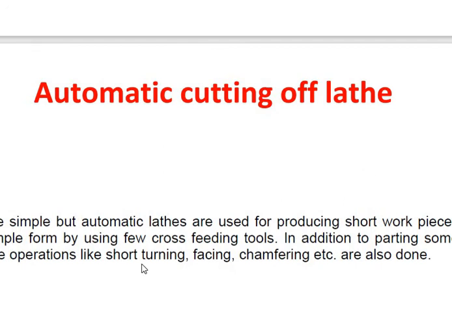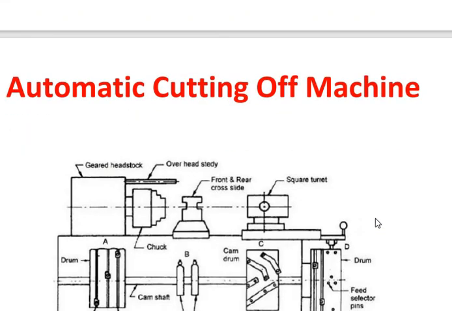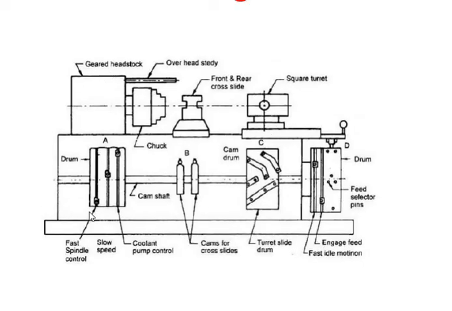In automatic cutting off lathes, these are simple automatic lathes used for producing short work pieces of simple form by using a few cross feeding tools. In addition to parting, some simple operations like short turning, facing, chamfering, etc. are also done here. You all can see here, these are the automatic cutting off machines.